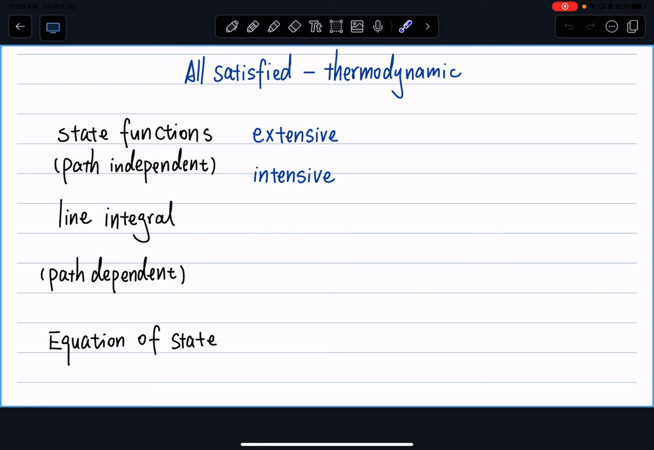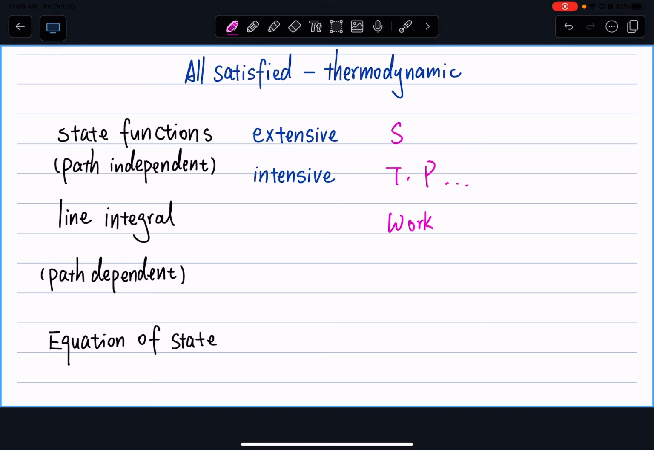All right, so in this case, for example, if I give you a random function, tell me whether it is a state function or a path-dependent line integral. So you have to know that. For example, entropy is a state function, and it is extensive. And likewise, something like work, now that is a line integral. Work depends on the path you're taking, it might be different. Or something like temperature, pressure, these are intensive state functions.